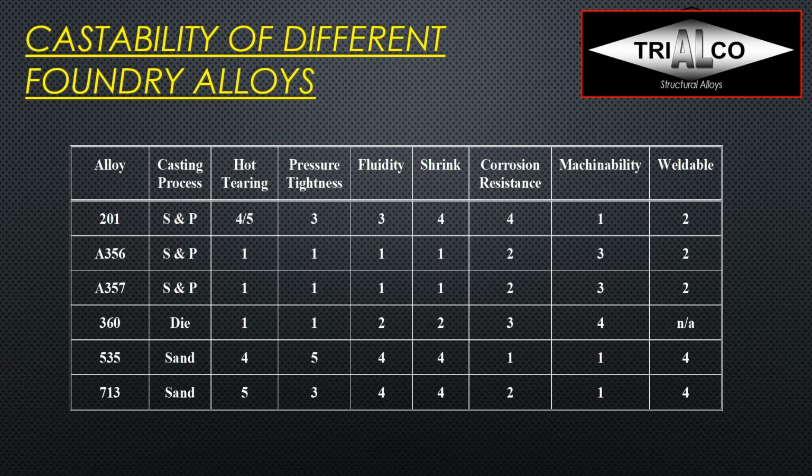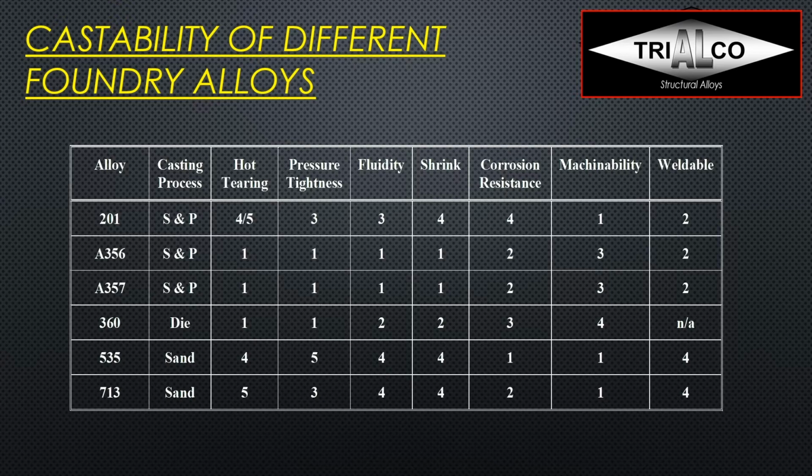And what's very easy to see is, okay, well, a 201 alloy, that's an aluminum copper alloy, and this one actually with a little bit of silver in it. So hot tearing would be 4 to 5. So it's very sensitive to hot tearing, but we can see it also is prone to shrinkage and to corrosion, but it's very easy to machine, for example.